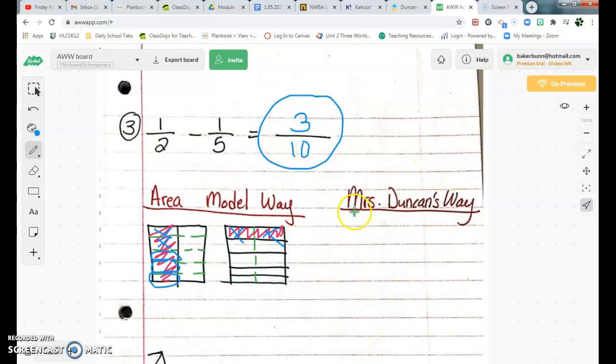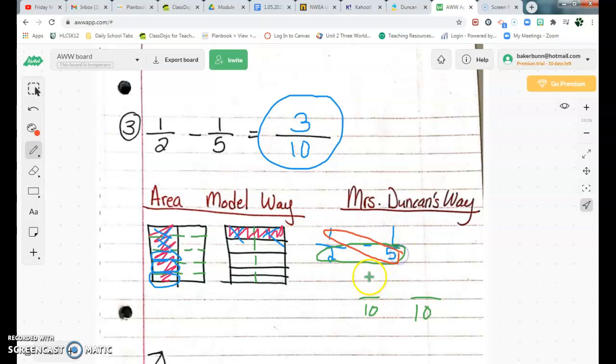Looking over here for Mrs. Duncan's way, I'm going to rewrite my fractions here. Make sure I'm writing them down in the order that they are in the problem. I'm going to start with the butt of the butterfly. Circle it. 2 times 5 is going to get me 10. Okay.